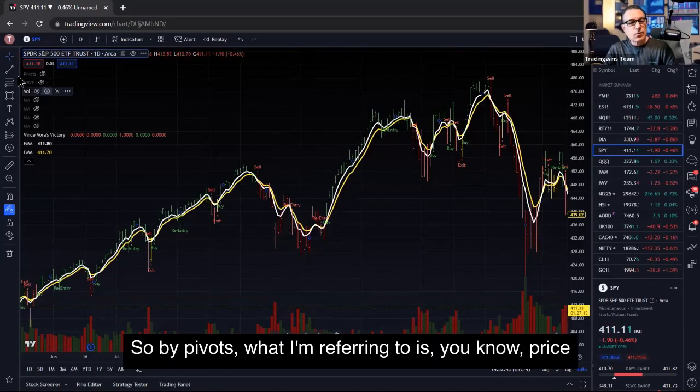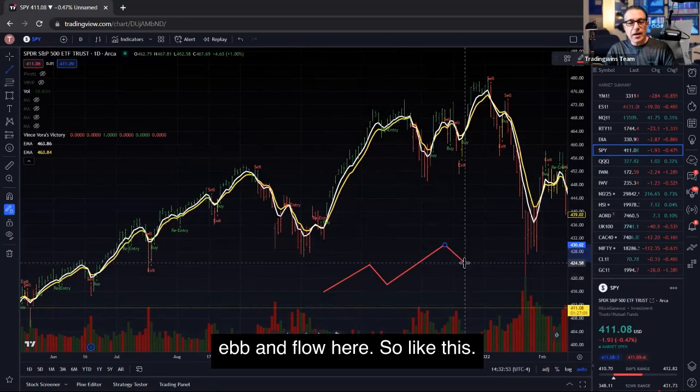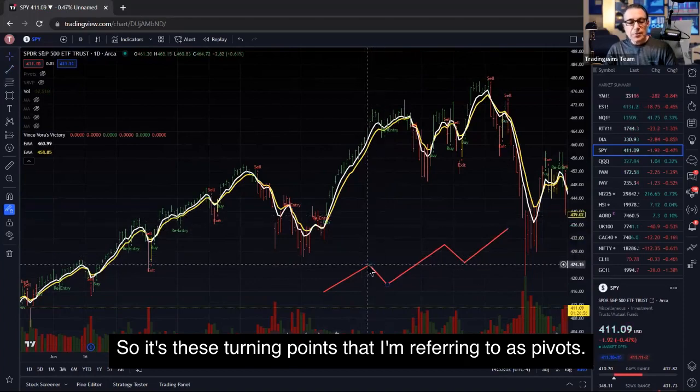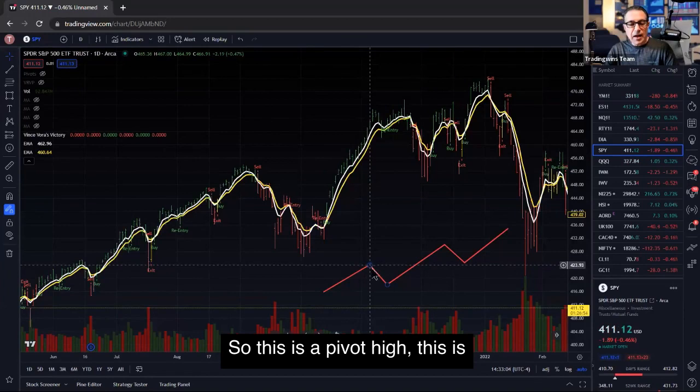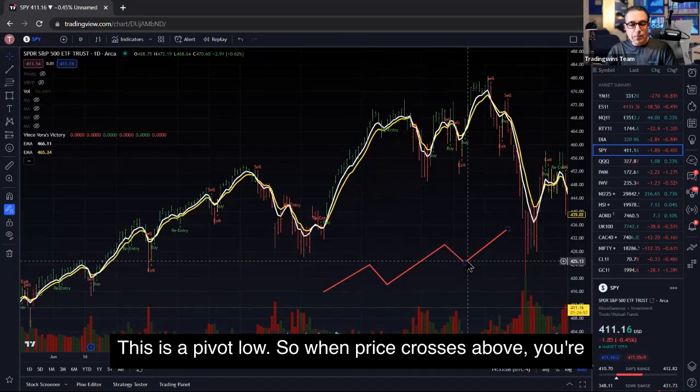So by pivots, what I'm referring to is, price usually moves in a zigzag pattern, right? Ebb and flow here. So like this. So it's these turning points that I'm referring to as pivots. So this is a pivot high. This is a pivot low. This is a pivot high. This is a pivot low.